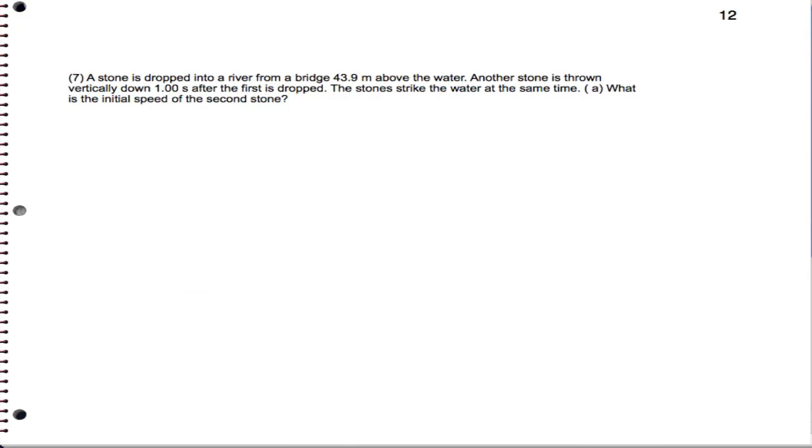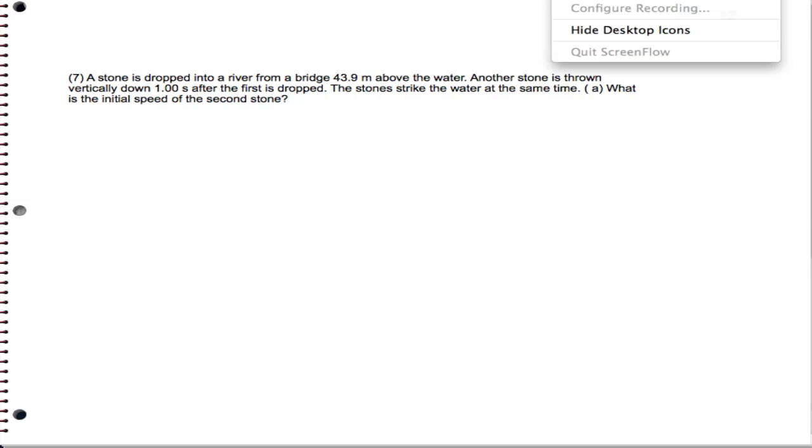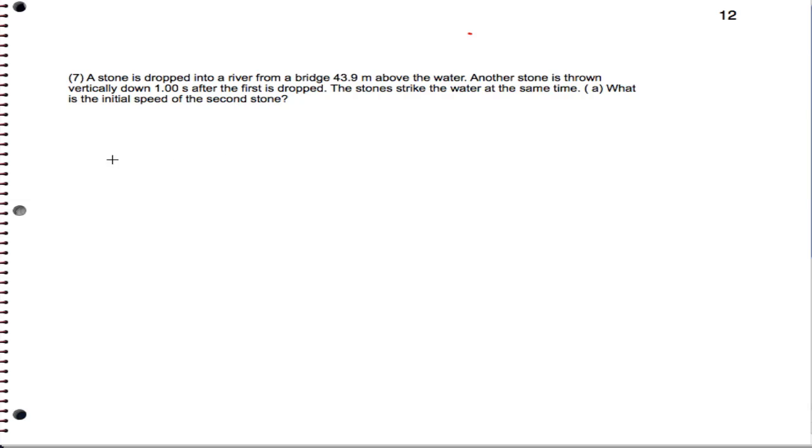Now, number 7. This is actually a really good question. It says a stone is dropped into a river, and then another stone is thrown vertically down 1 second after the first stone is dropped. The stones strike the water at the same time. What is the initial speed of the second stone?